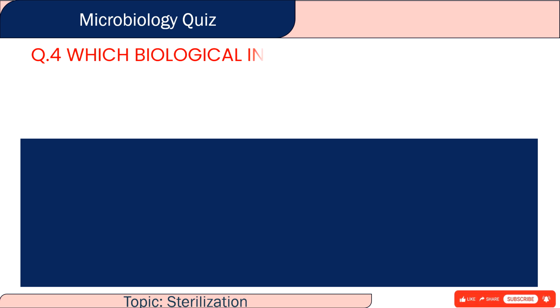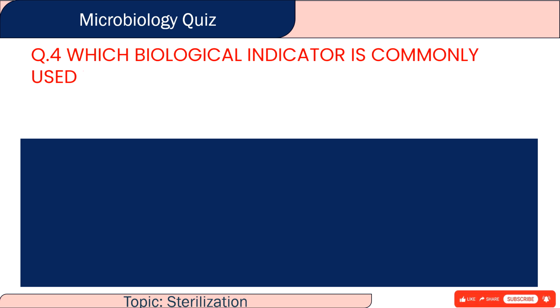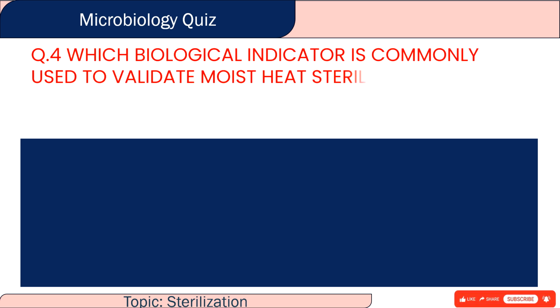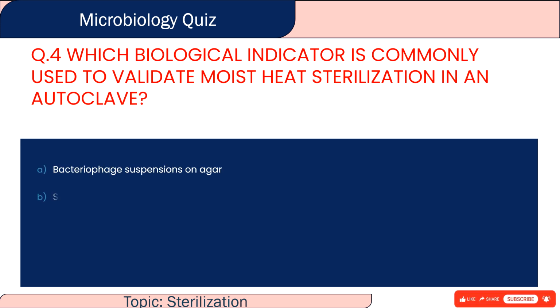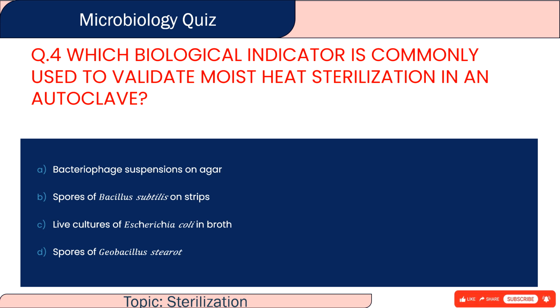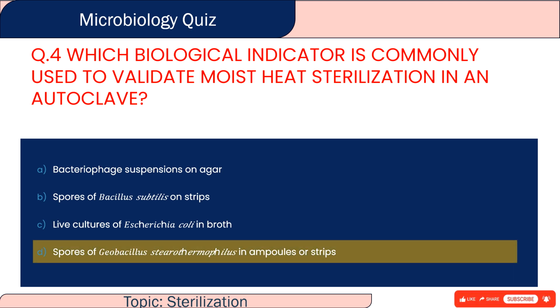Question number 4. Which biological indicator is commonly used to validate most heat sterilization in an autoclave? A. Bacteriophage suspension on agar. B. Spores of Bacillus subtilis on strips. C. Live culture of E. coli in broth. D. Spores of Geobacillus stearothermophilus in ampules or strips. Answer is D.